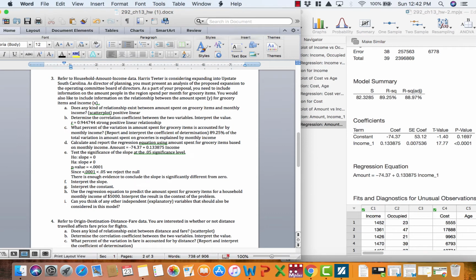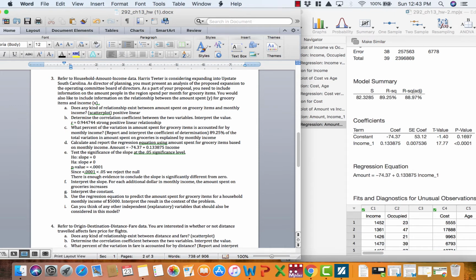All right, that means we want to interpret the slope. That means that monthly income is a good predictor of monthly amounts spent on groceries. So we want to interpret the slope. Again, that means for each additional X, Y increases by this amount. So for each additional dollar in monthly income, the amount spent on groceries increases by 13 cents. In other words, roughly you spend about 13 cents of every dollar on groceries. Okay.